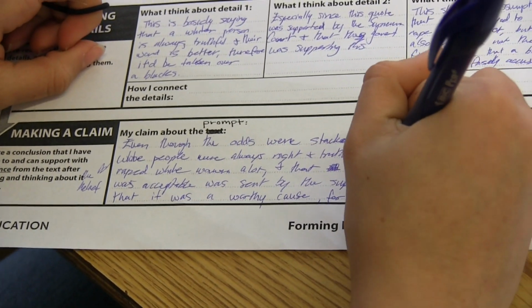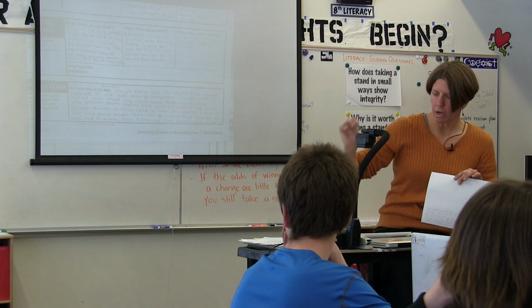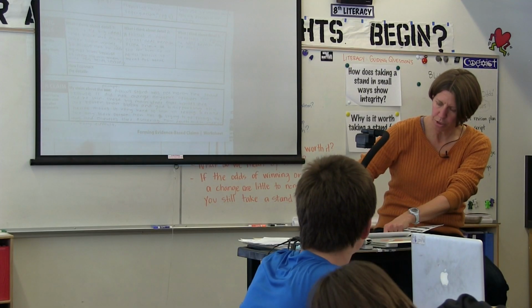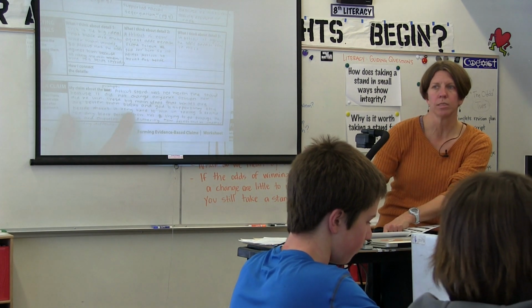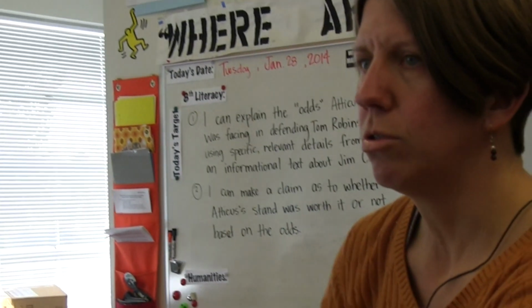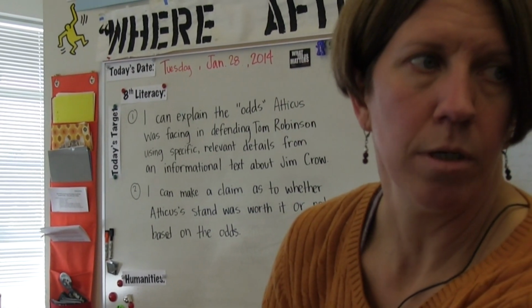What I really like about this one is Jasmine's starting to connect to the specific things in this time period, that there is support for segregation, that there are laws and etiquettes here. So she's very clearly naming some of those odds in order to state her opinion and her argument.